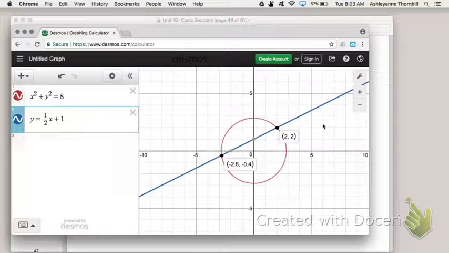I also want you to label the top equation as a circle. How do we know that that's a circle by just looking at it? A and C are the same. And why is the second one a line? y equals mx plus b.